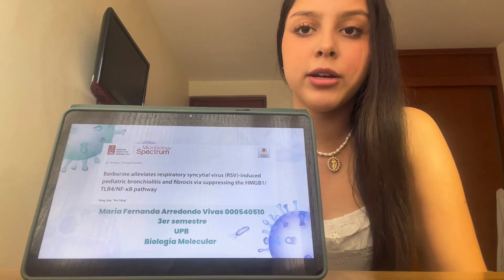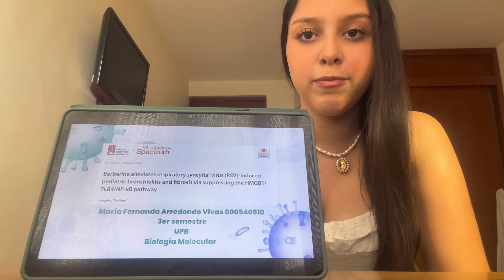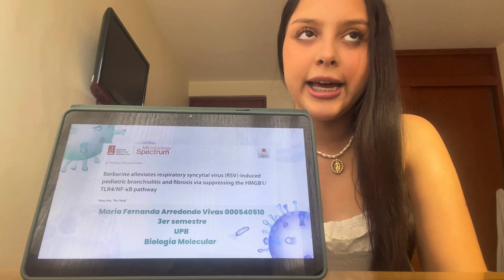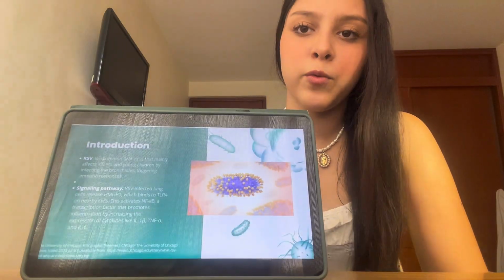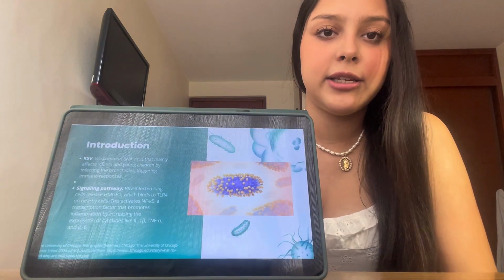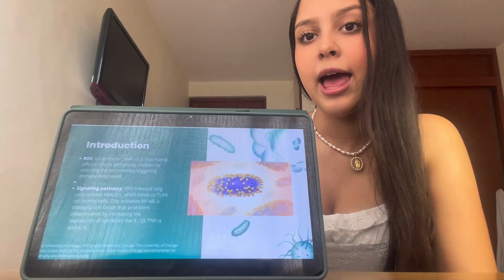Berberine alleviates respiratory syncytial virus induced pediatric bronchiolitis and fibrosis via suppressing the HMGB1, TLR4, and NF-κB pathway. So first, what is the RSV? RSV is the respiratory syncytial virus, a common RNA virus that affects children and babies.